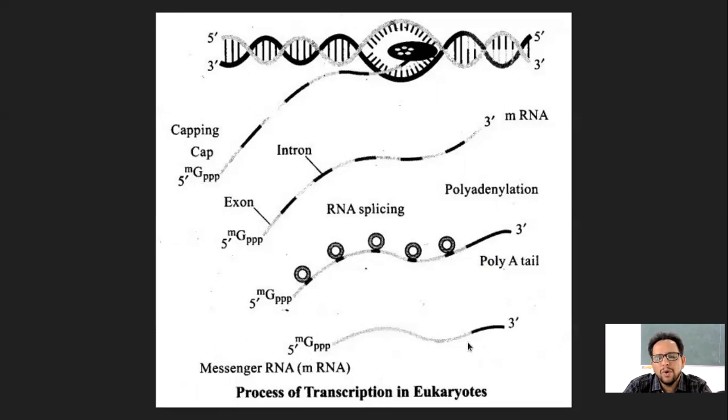What they get at the end is only the coding part of the DNA. That is the messenger RNA, the final messenger RNA. And this poly A tail is also added later, which stays with the mRNA molecule. So this is like a functional mRNA molecule. This removal of the intron with the nuclease is called RNA splicing.